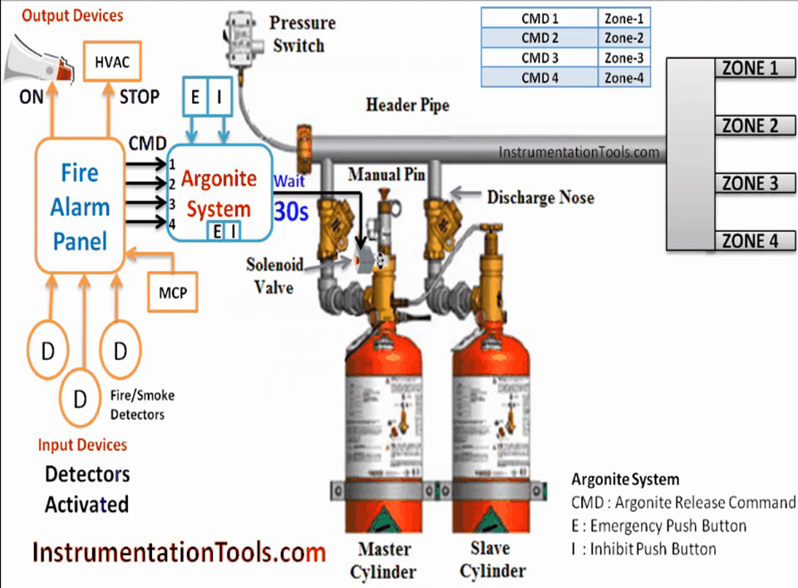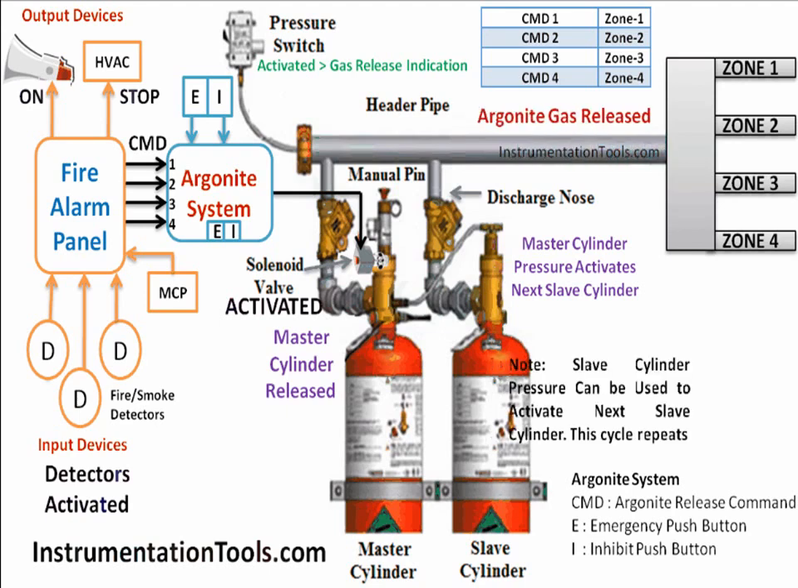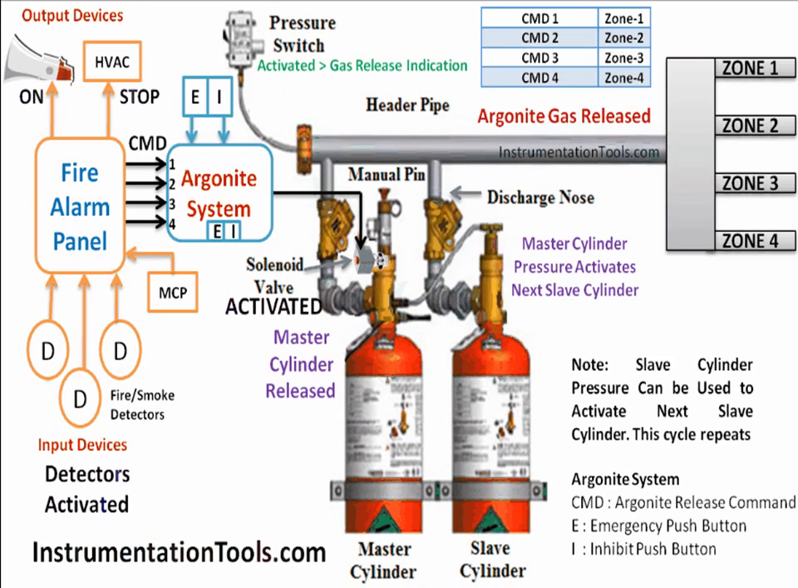The Argonite system waits for some time to release the Argonite cylinders. Typically the time will be from 30 seconds to 60 seconds. Sometimes we often receive a false fire smoke detector alarm. In that case we have to inhibit the Argonite release command. Inhibit means stop the action. Inhibit push buttons are generally installed nearer to the Argonite system or respective zones. Inhibit push buttons are provided on the Argonite panel also, as shown in the animation.